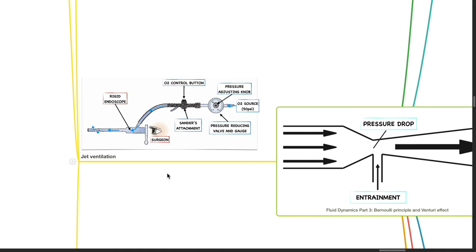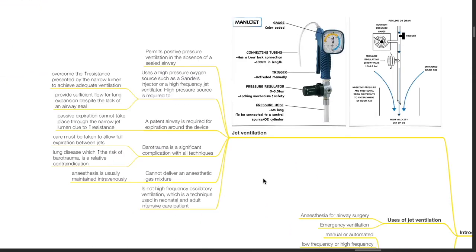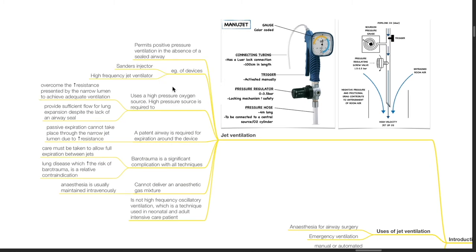Jet ventilation. Introduction. Jet ventilation permits positive pressure ventilation in the absence of a sealed airway. Examples of devices that provide jet ventilation include the Sanders injector and high-frequency jet ventilator. They use a high-pressure oxygen source.